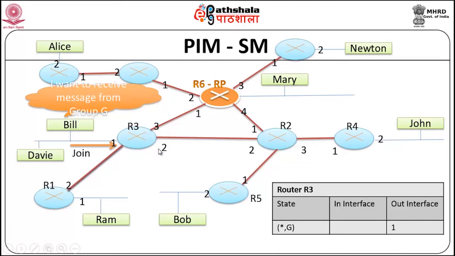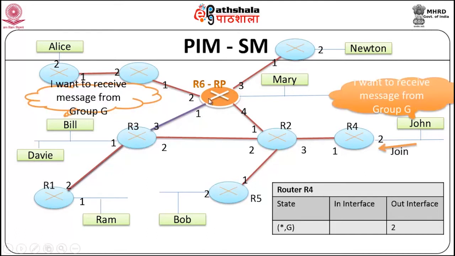Now the next step will be that R3 will send a PIM join message towards the RP. The RP happens to be the very next link, so that information will be stored at the RP. Now let us say John also wants to join this group. He sends a join message to R4. At R4 an entry is made, star comma G, and the out interface for that will be 2. Since it sends it out to R2 via this particular port, it also marks the in interface as 1 and sends it out to this router here, R2.